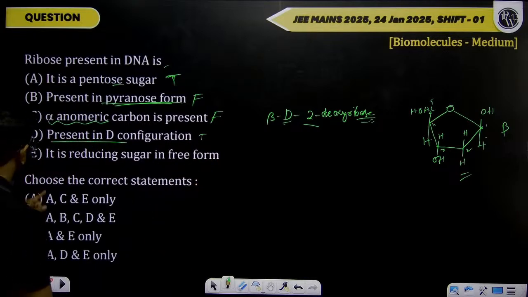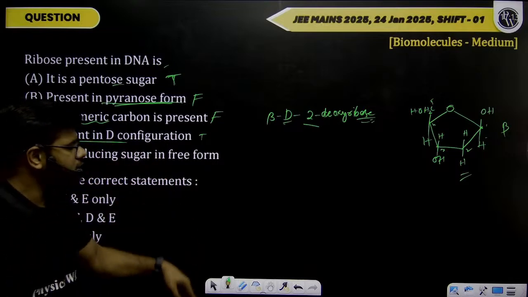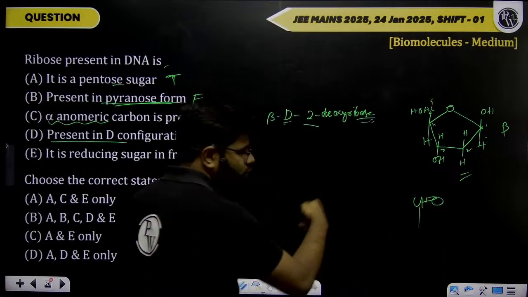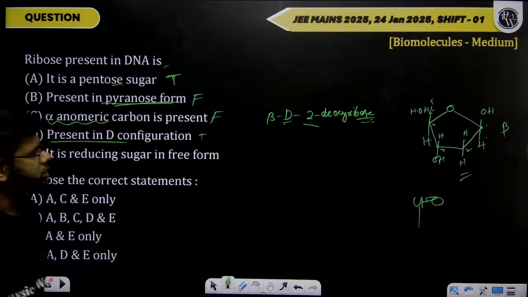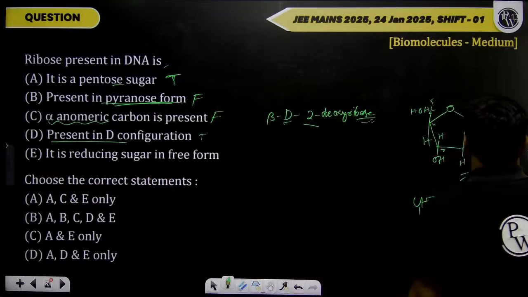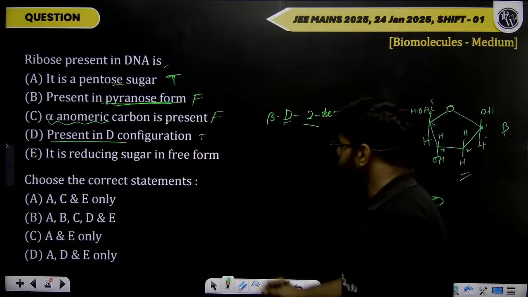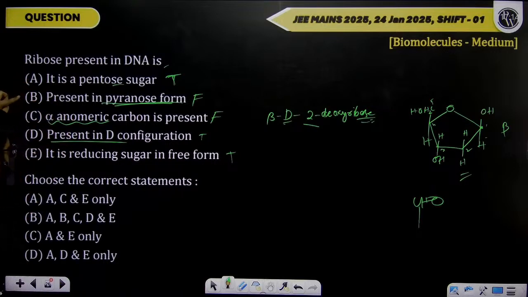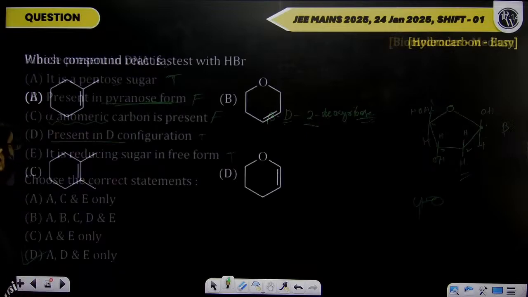Now what they have given, it is reducing sugar. It is reducing sugar in case of free form. Okay, in the free form it will have CHO, correct? That group will be there. That means it will be reducing in nature. Okay, and from there also we can say hemiacetal group is present. Whenever hemiacetal group is present in cyclic structure, that will be reducing sugar. So this is also true. That means correct statements are A, then D and E. So option 4, A, D, E. Okay, clear this one. Now next question.